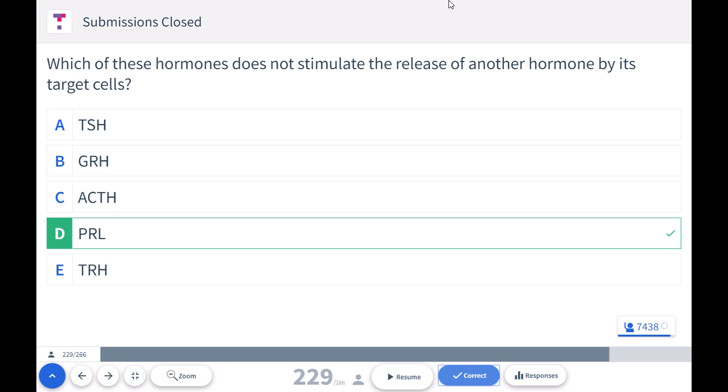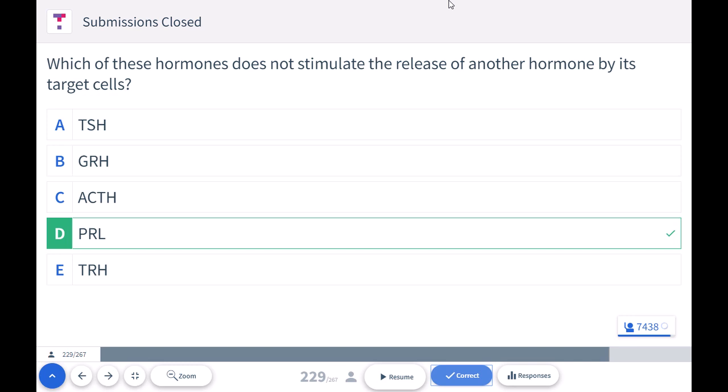If we look at TSH, thyroid stimulating hormone comes from the anterior pituitary and causes thyroid hormone to be released. Growth hormone releasing hormone will cause the anterior pituitary to release growth hormone. ACTH, adrenocorticotropic hormone, is going to travel to the adrenal cortex and cause corticoids to be released. We haven't talked about the specific corticoids yet. And then thyroid releasing hormone comes from the hypothalamus, goes to the anterior pituitary, and causes it to release thyroid stimulating hormone.